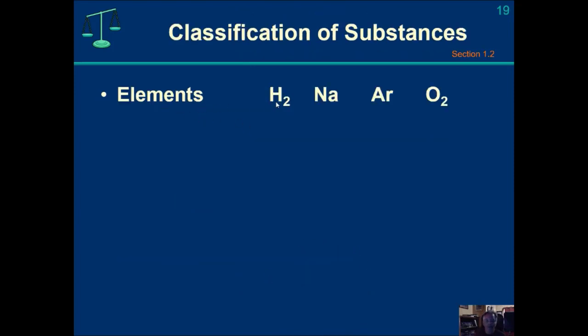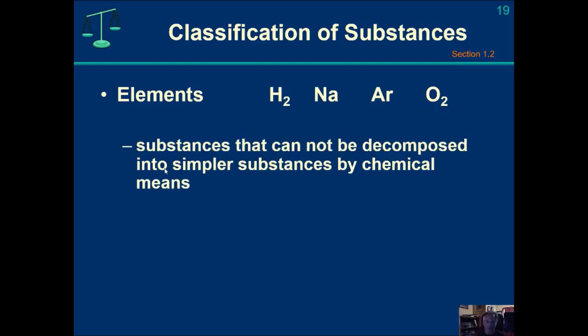So elements, things like H2, that's what we call a diatomic molecule, but it's still just hydrogen. If you only see a single symbol, we're talking about an element. This is sodium and argon and oxygen. Oxygen is also diatomic in the way that we breathe it, the way we consume it. It loves to run around the planet as a diatomic molecule. That's when it's most stable.